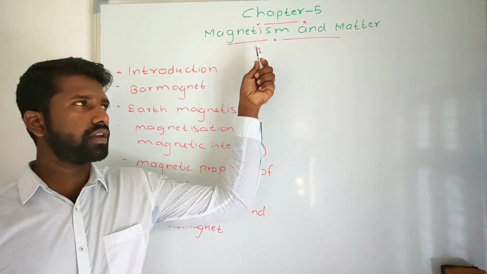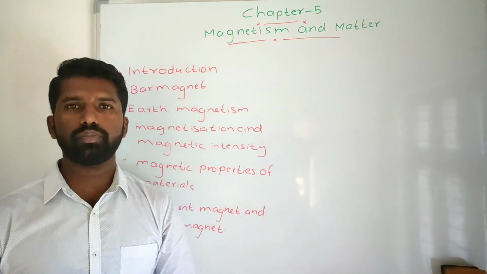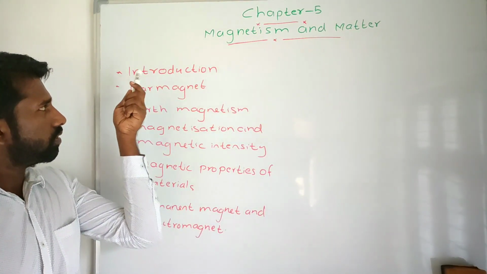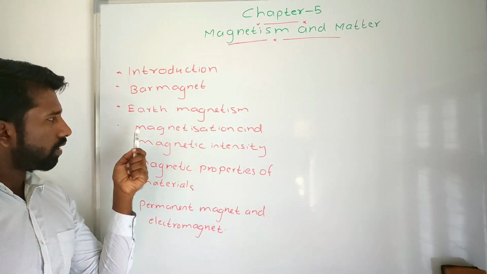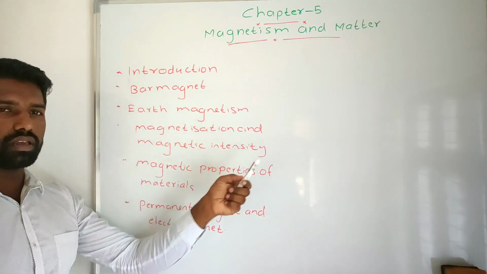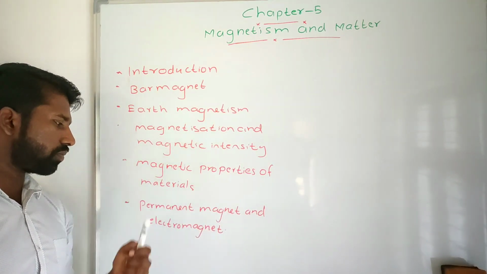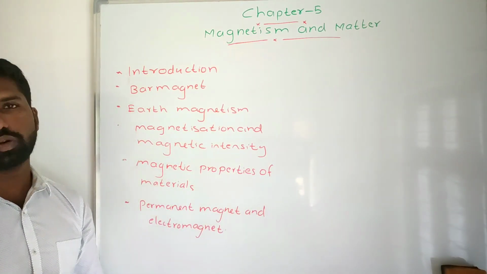Chapter 5: Magnetism and Matter. In this chapter we are going to study the introduction, bar magnet, earth magnetism and magnetization and magnetic intensity, magnetic properties of material, permanent magnet and electromagnet.